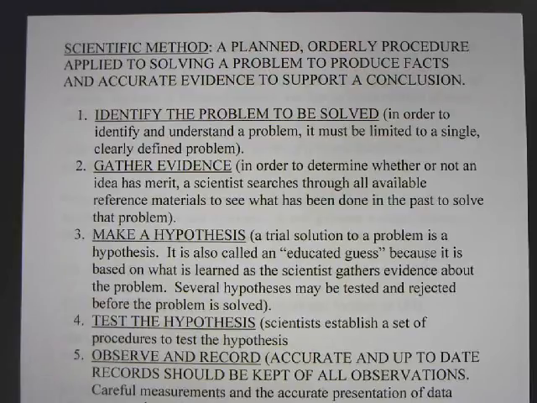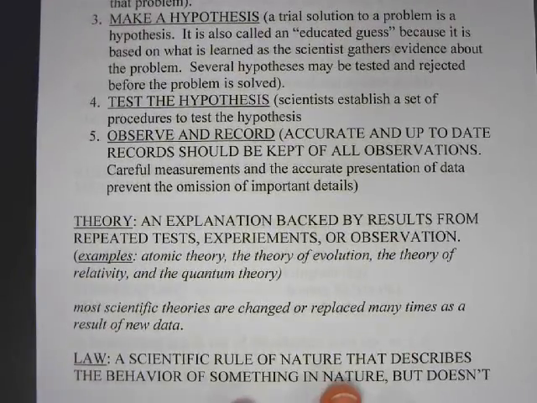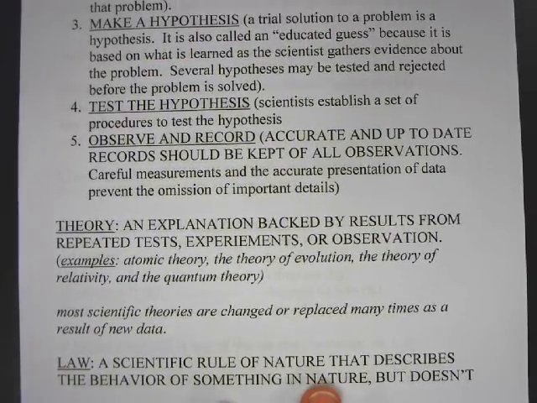Number four, we're going to test the hypothesis. This is actually carrying out the experiment. Then we're going to observe and record. That means that we're going to keep accurate and up-to-date records of all observations. And if somebody was to come and repeat my experiment, they need to have identical results. So after I make conclusions, again, this has to be something that can be repeated.